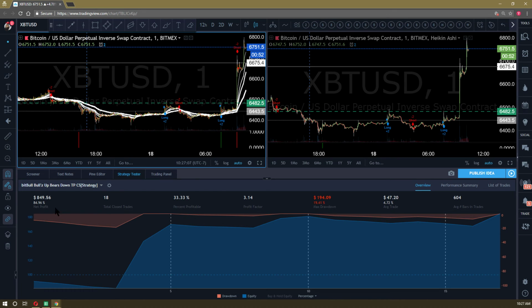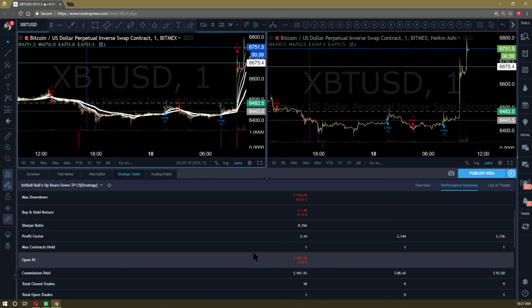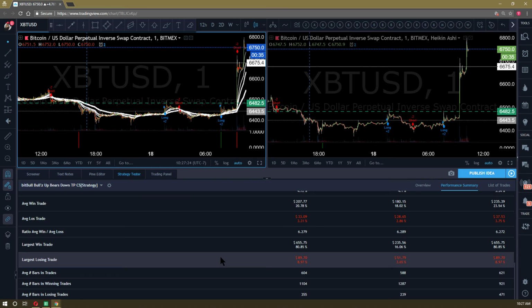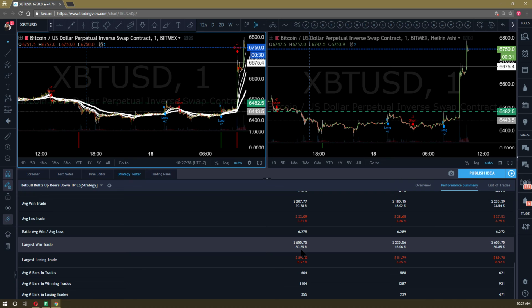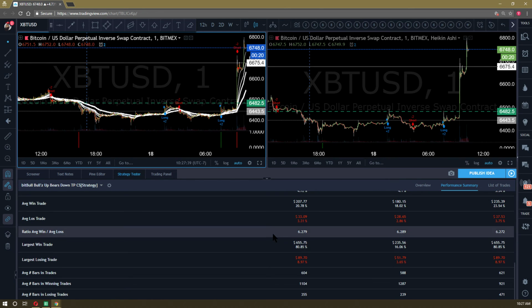So here's a goal right here. What we will do is find out what the performance is on this thing. First off, on this 50-50 one, I'm just looking at the largest losing trade, 89. Largest winning trade, 655.